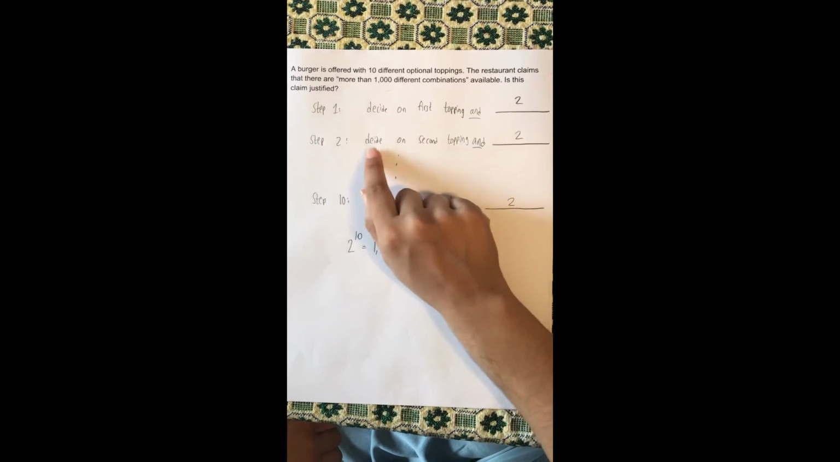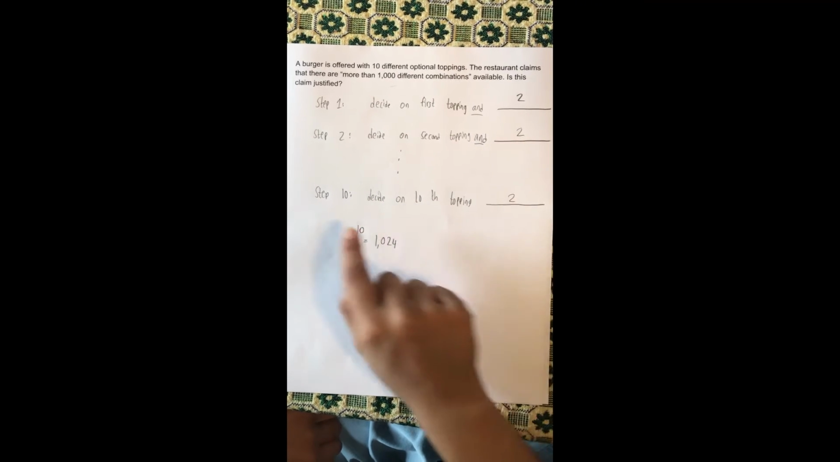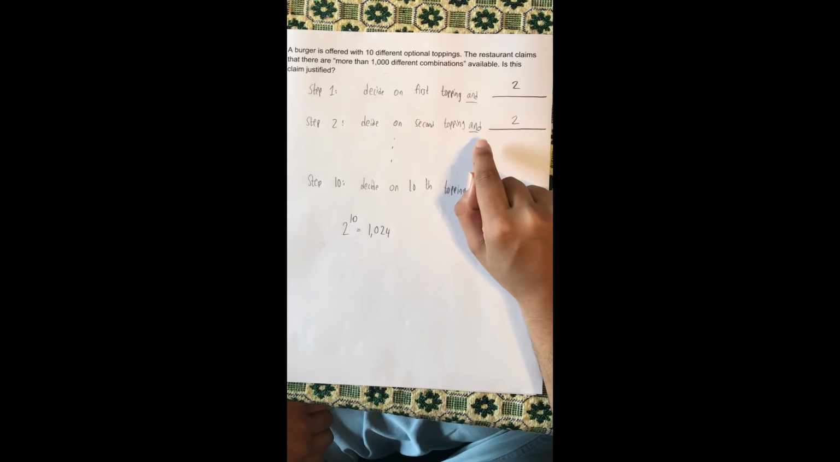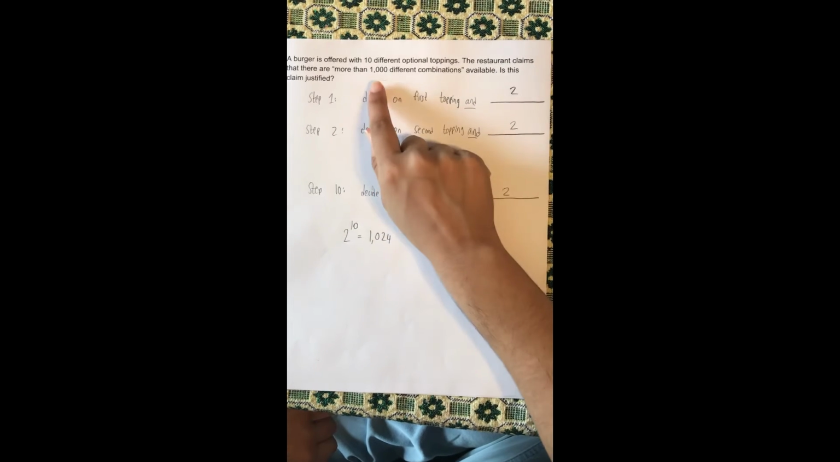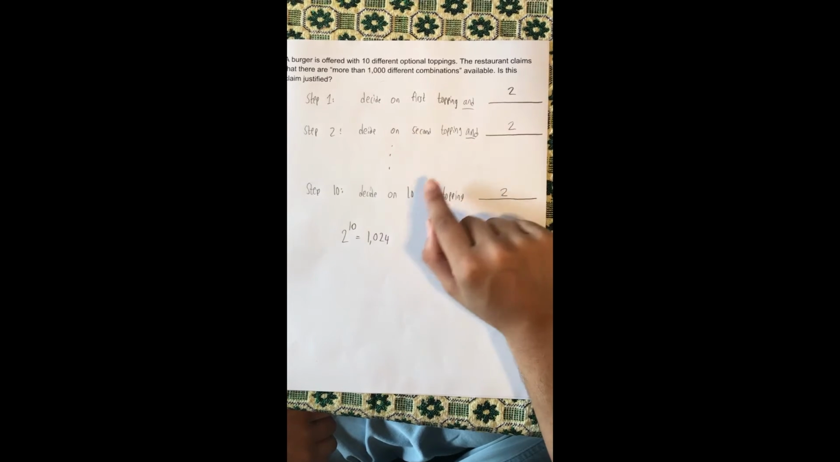And then for step 2, we decide on a second topping in which we can either accept it or reject it. And we continue until the 10th topping, in which we can either accept it or reject it. Because of the word and, we use the multiplication rule, and we get 2 to the power 10, which is 1,024, which is bigger than 1,000. So their claim is justified.